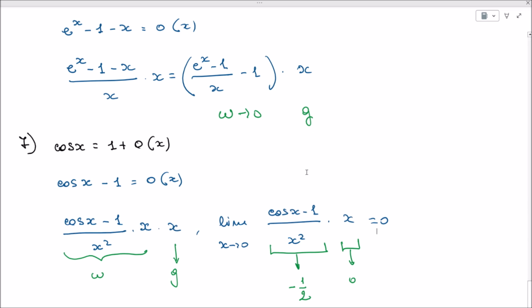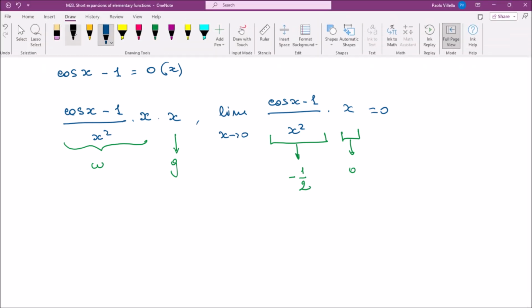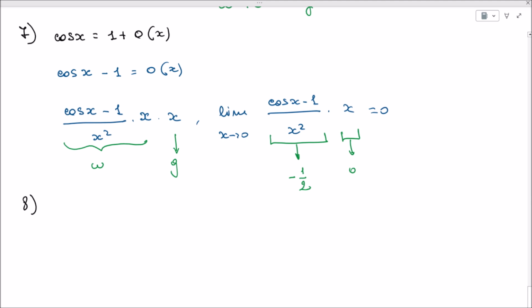Now, cosine of x can also be expanded in a different way, and this is the second expansion that we are doing, which is the following. Cosine of x can be expanded into 1 minus x squared divided by 2 plus little o of x squared. Okay, so we see that in the expansion now we are having a second term. So this is the first time that we see a second term of the expansion.